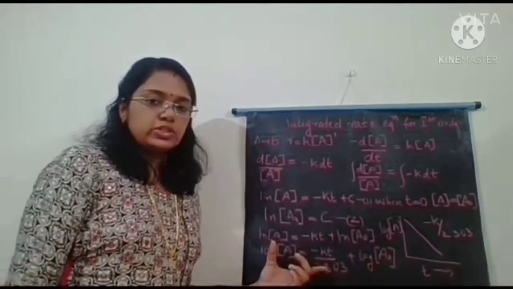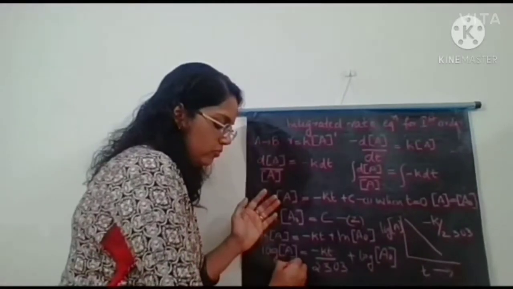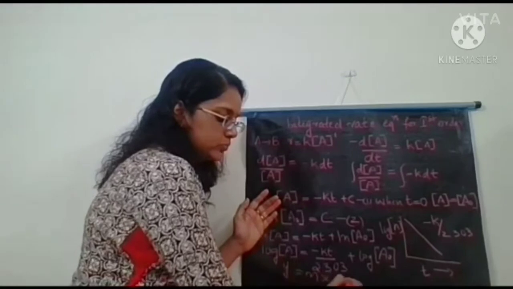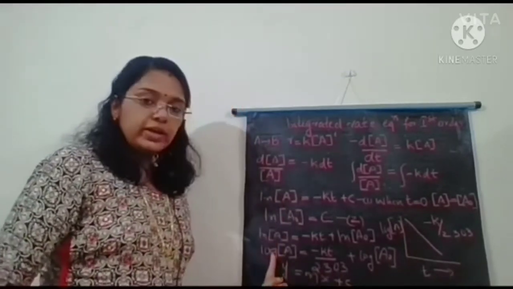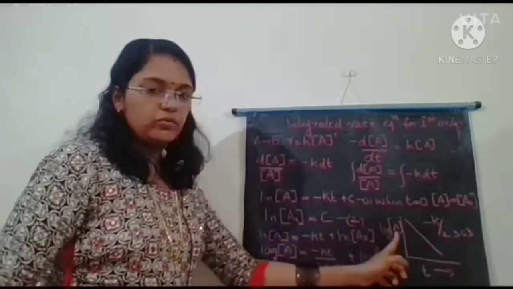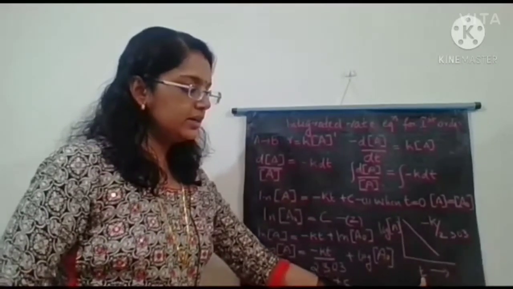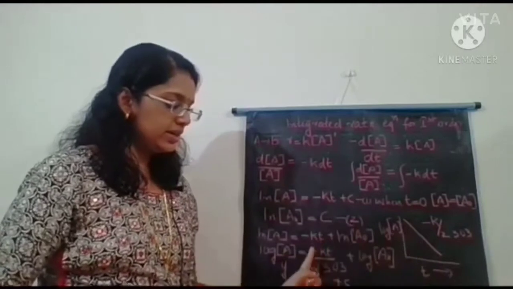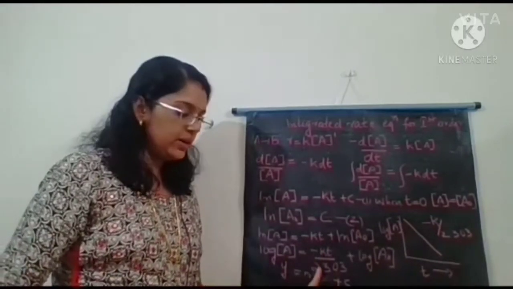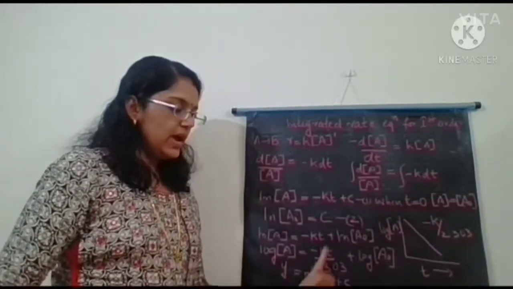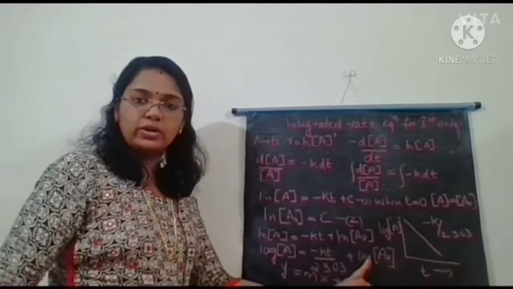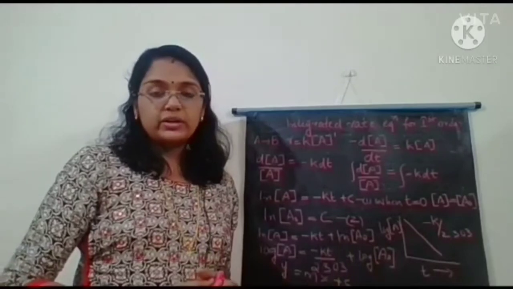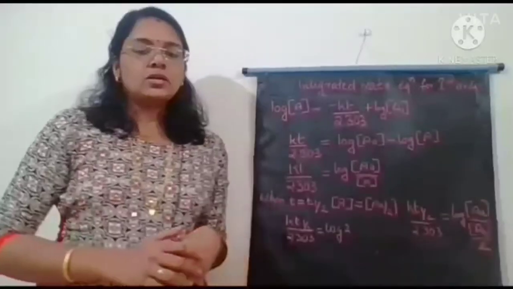Again, when we look at this rate equation, it is in the form of y is equal to mx plus c. So when we plot a graph between log A on the y-axis and t, the time, on the x-axis, we again get a straight line with a negative slope, that is minus k divided by 2.303, and intercept log A0. So this is the rate equation for a first order reaction.